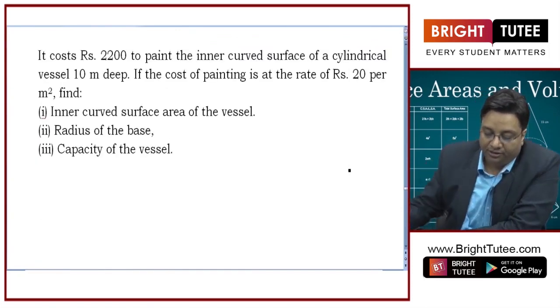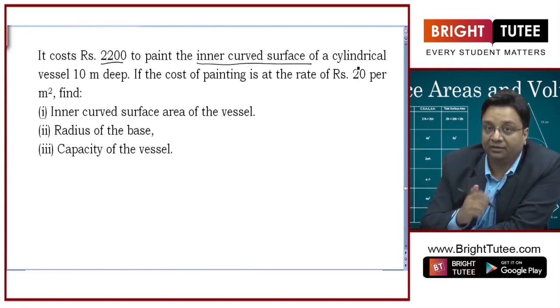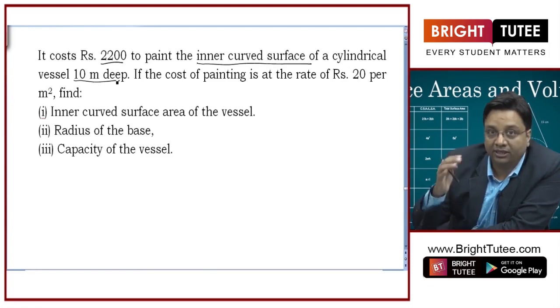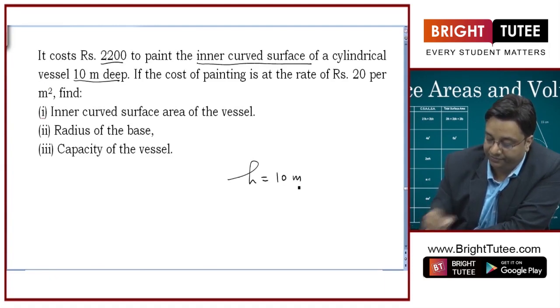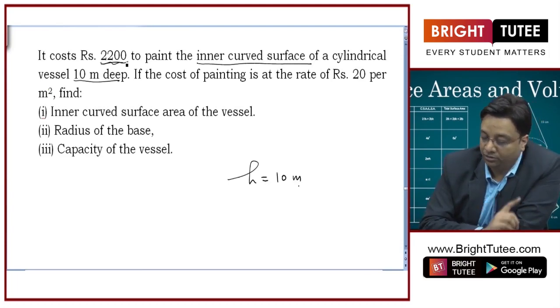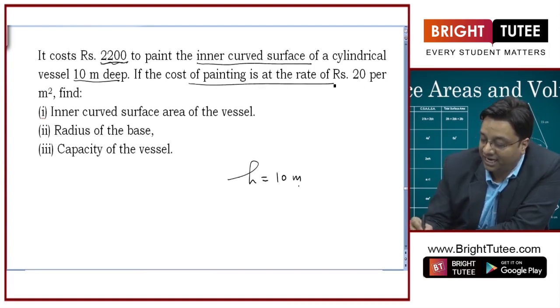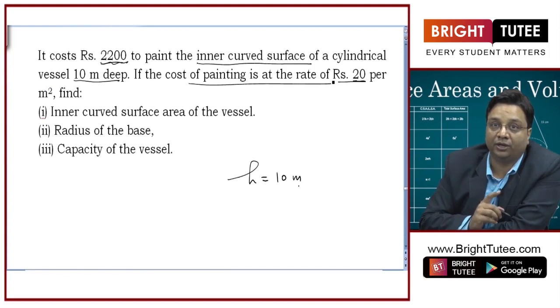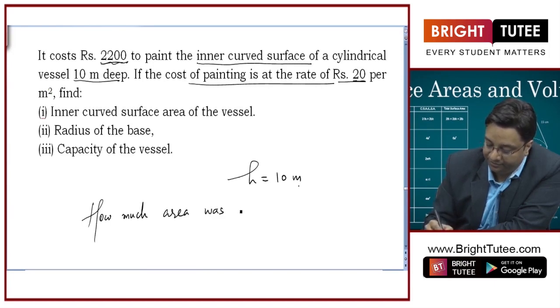It costs rupees 2200 to paint the inner curved surface of a cylindrical vessel 10 meter deep. So the depth of the cylindrical vessel is 10 meter, so I will take h as 10 meter. It takes rupees 2200 to paint the inner curved surface area. If the cost of painting is at the rate of rupees 20 per meter square, how much area was painted?